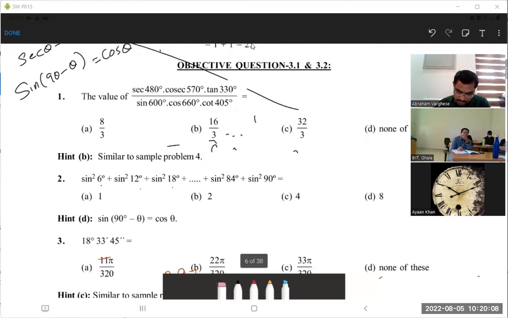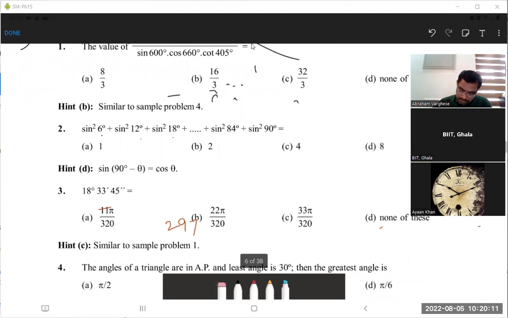Now, third question. It's a direct question. Already we have done one question similar to that. Please do that one and tell me. 18 degree plus 33 minute plus 45 inch. What is the answer? So you have to convert everything to degree. Then convert to radian. The question is to convert degree to radian. That means 1 degree will be equal to 60 minutes.